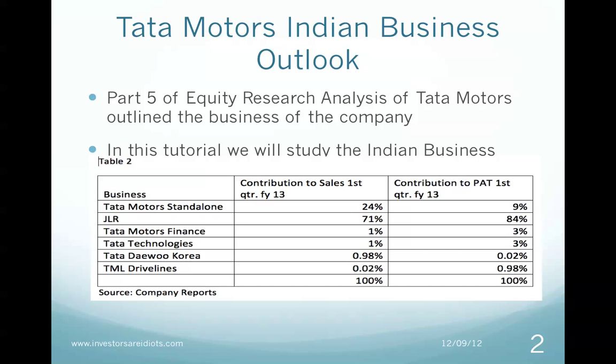Part 5 of equity research analysis showed the contribution of India, JLR and subsidiaries of Tata Motors to the consolidated financials of the company. Indian business contributed to 24% of sales and around 9% of profits. In this tutorial, we will analyze the outlook for the Indian business.